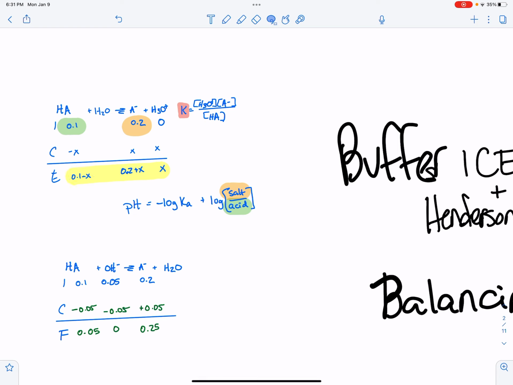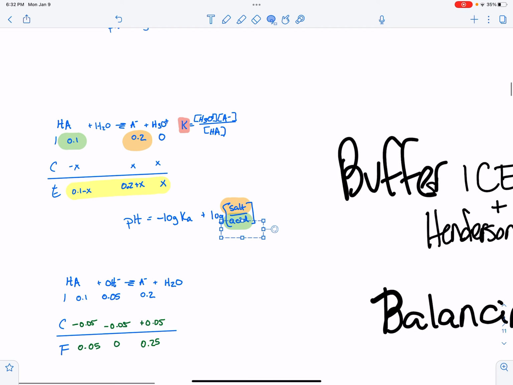So you can solve it with an ice chart. Or, even better, we have this little handy-dandy equation: if you have the initials for what you would put in an ice chart, you can just fill in the equation, and then you're good to go. So that's kind of a shortcut for doing buffers.